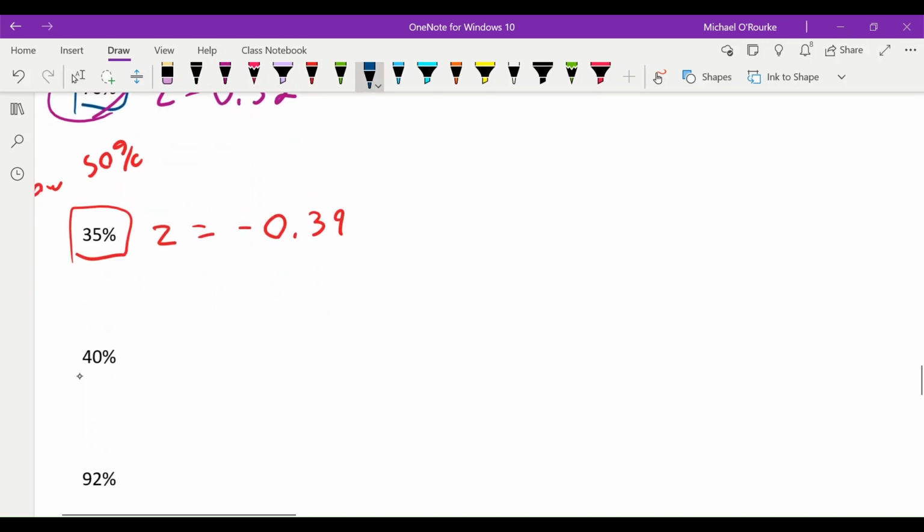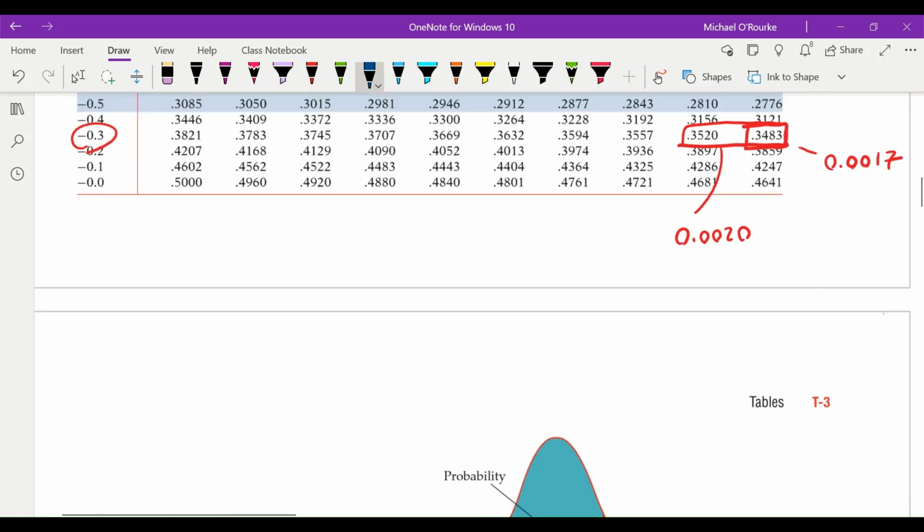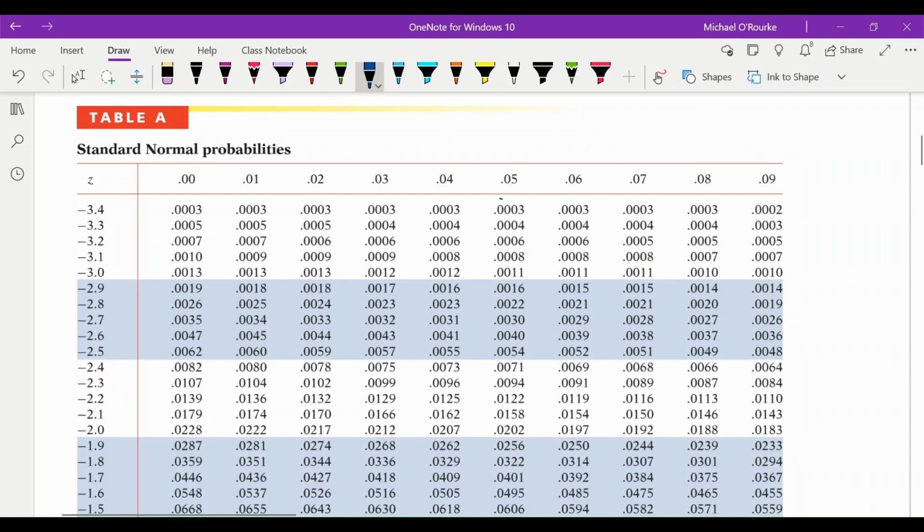So let's do a couple more. If you want to pause the video, you can. Find 40%. 40% is going to be down here. As close as I can get to 40% is right here. So it's negative 0.25.